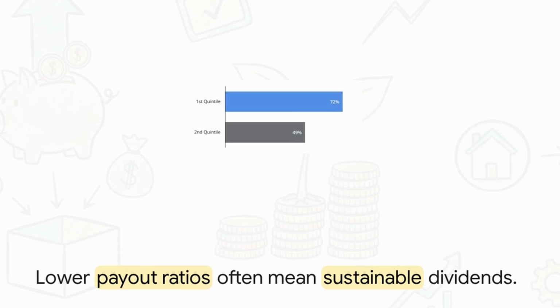Historically, over multiple decades, that second group totally crushes the first group. Why? Because their payouts are actually sustainable, leaving enough cash in the bank to grow the underlying business.